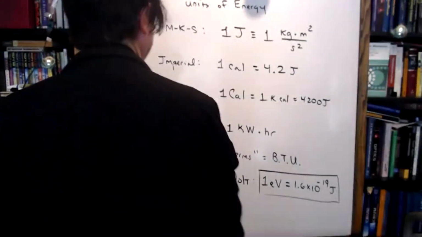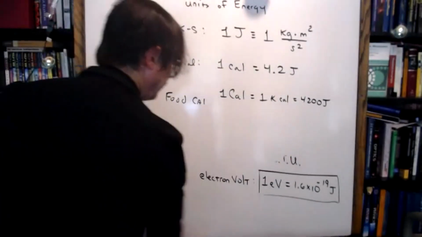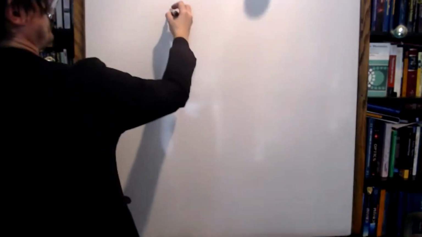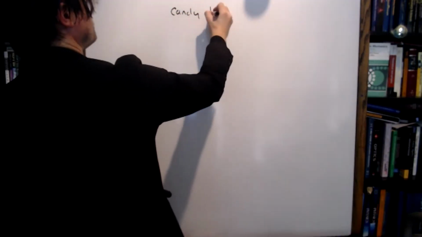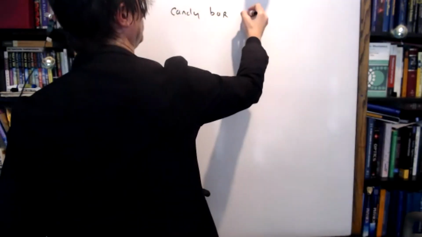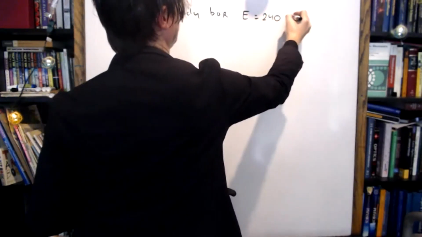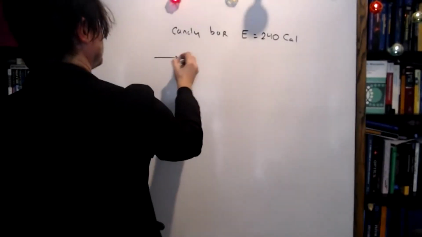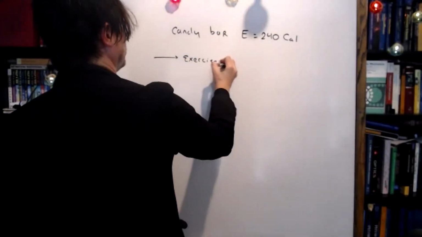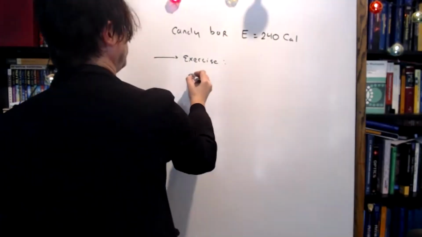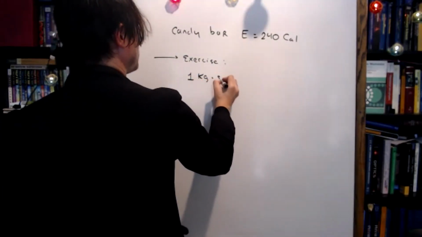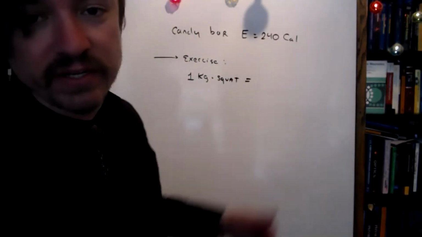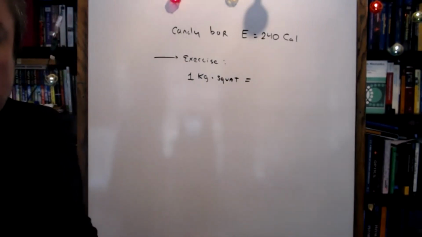And what we would like to know, well, first of all, let's take a look at this here. Hopefully you have that all written down. So suppose a candy bar has a total energy content of 240 capital calories, okay? And I want to do some exercise to burn it off. My exercise regimen will be called the 1 kilogram squat, okay? How many joules do I have to expend to do a 1 kilogram squat, students?